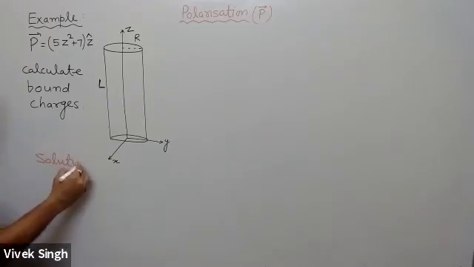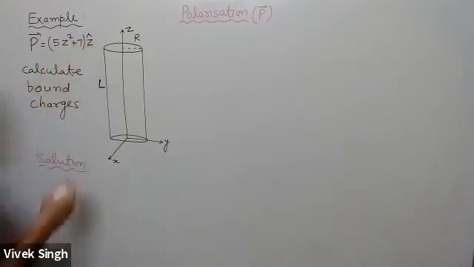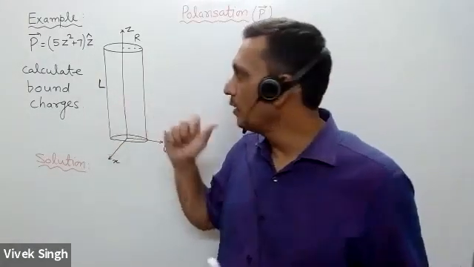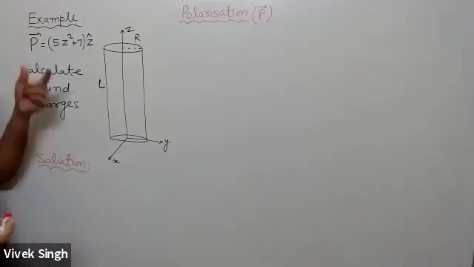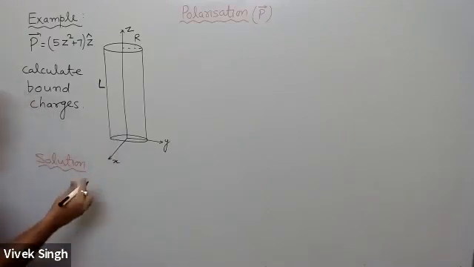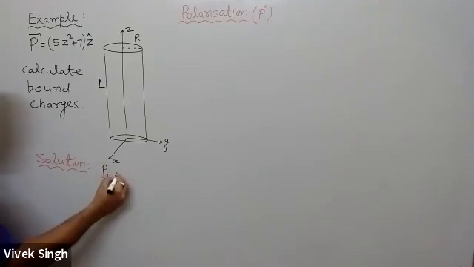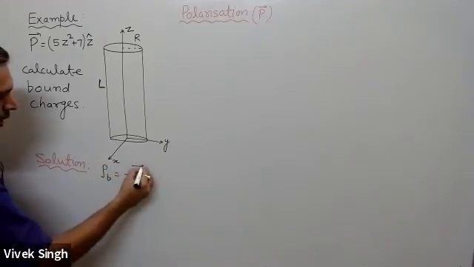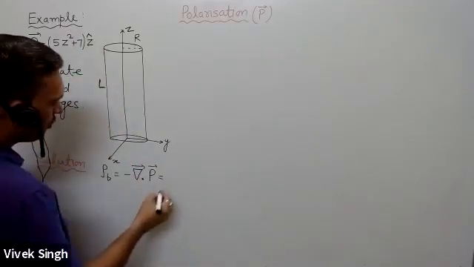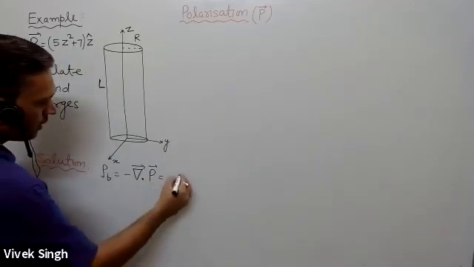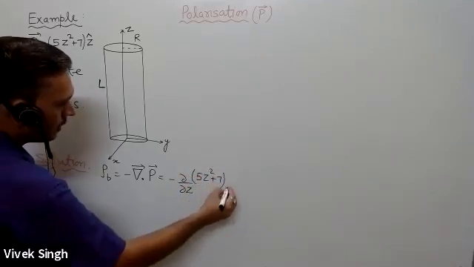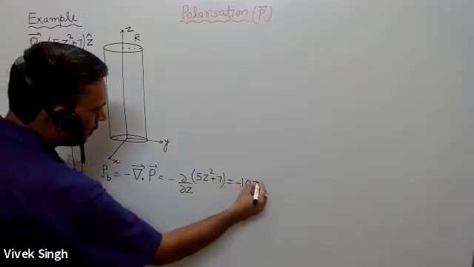So polarization P is given. You can use this in cylindrical coordinates because it has only a Z cap component, so this vector is the same in Cartesian as well as in cylindrical coordinates. If polarization is given, what will be the surface bound charge? Let us first calculate the volume bound charge, rho B. Rho B is minus divergence P, so that is simply differentiating with respect to Z. So this will be minus of 5Z square plus 7, which gives you minus 10Z.